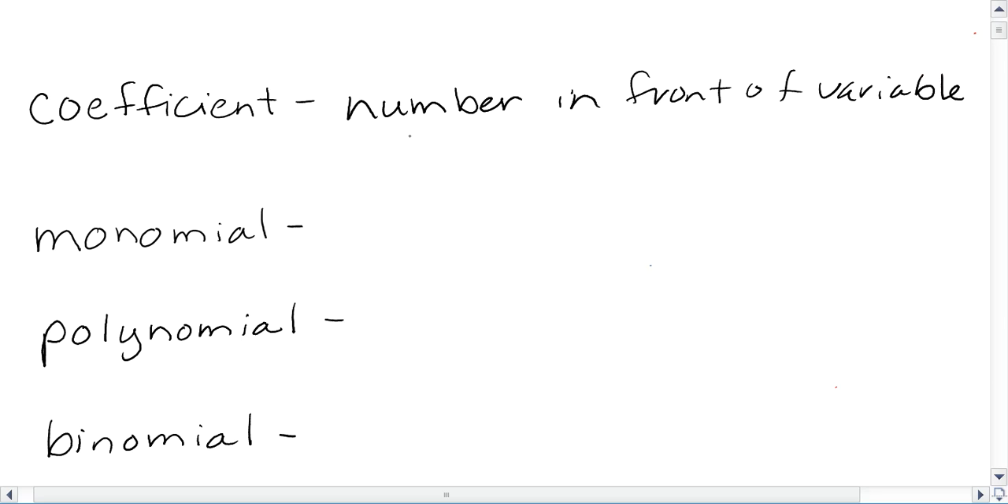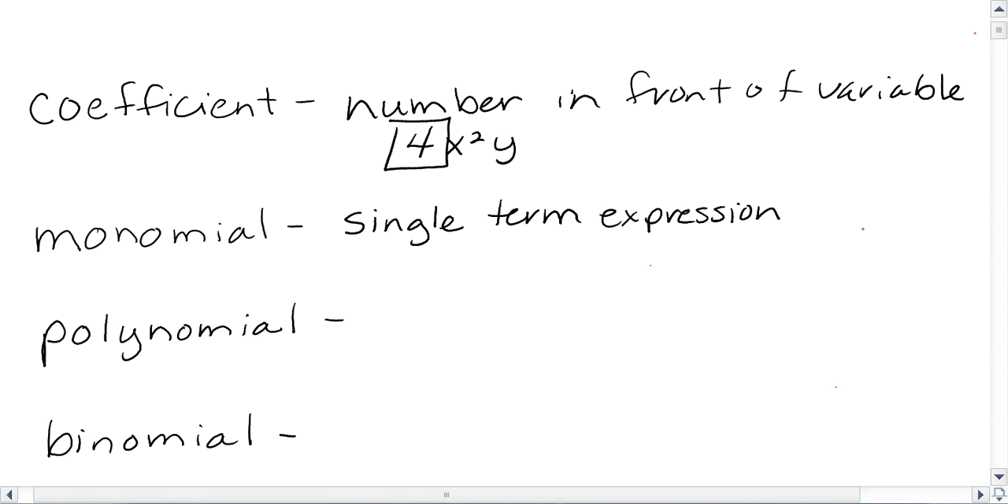An example of this, if I had 4x squared y, the 4 is the coefficient. A monomial is a single term expression. My example here for coefficient, 4x squared y, is a monomial. Terms can only be separated by plus and minus signs, so when these are connected by multiplying, this is a single term.